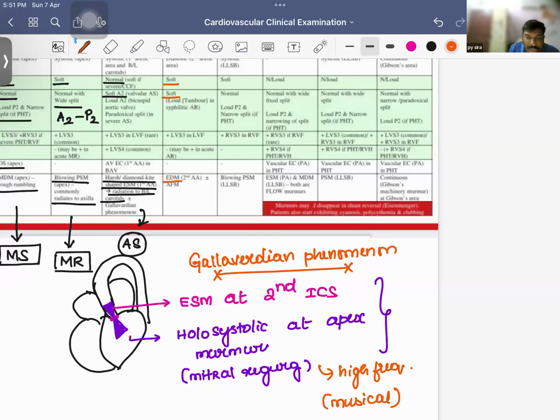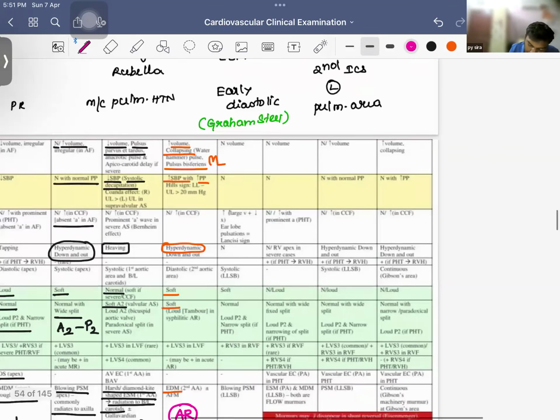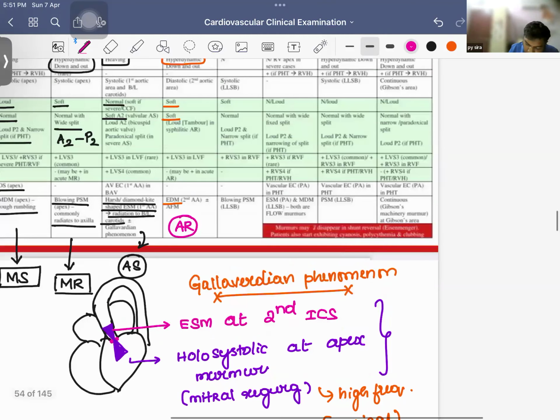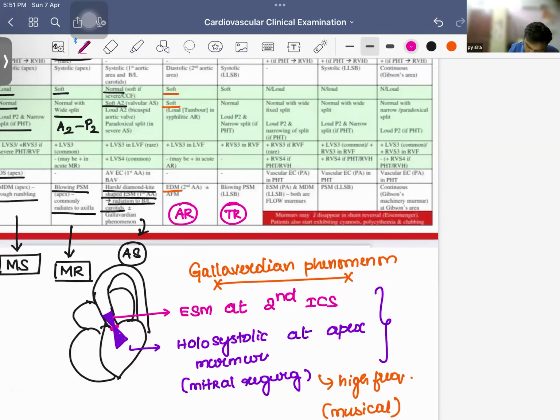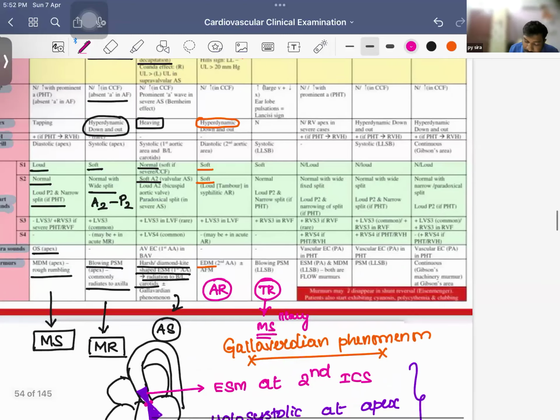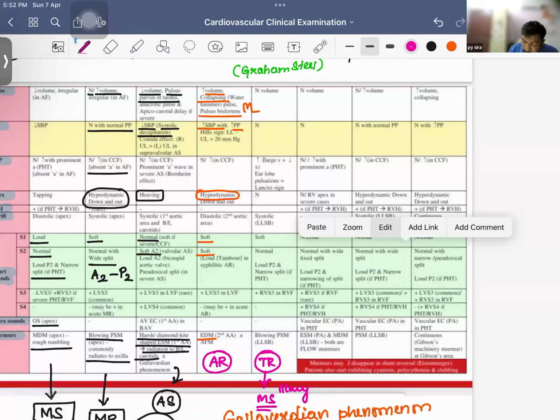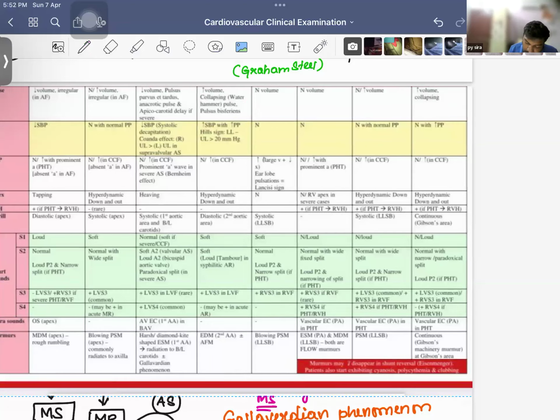Okay, early diastolic murmur. Where are you going to get this pattern? This pattern is usually seen in aortic regurgitation. The same thing you can apply in cases of tricuspid regurgitation. Also, here you're going to get a pattern similar to mitral stenosis. So, like mitral stenosis, it is tricuspid regurgitation.